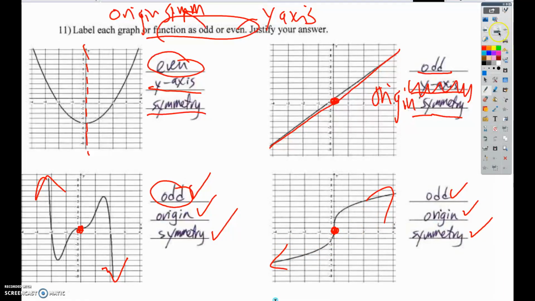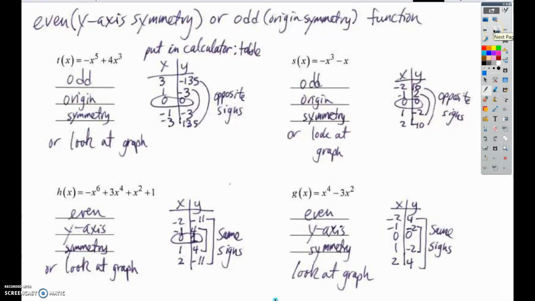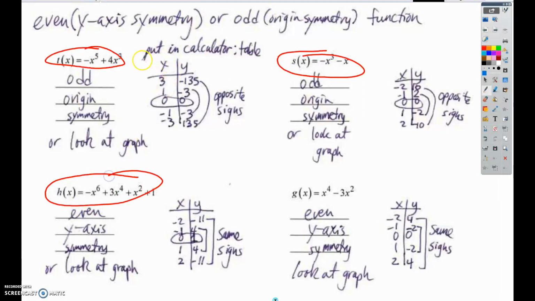You can also do symmetry with your equation. So you'll be given an equation. You will put it in your calculator every time, and you will look to see how the symmetry falls out. If it is an even function like g of x, and the symmetry is about the y-axis, meaning I can draw a vertical line straight down the middle, and that vertical line is exactly at the y-axis, I'm going to call it even. Same thing happens with h of x.